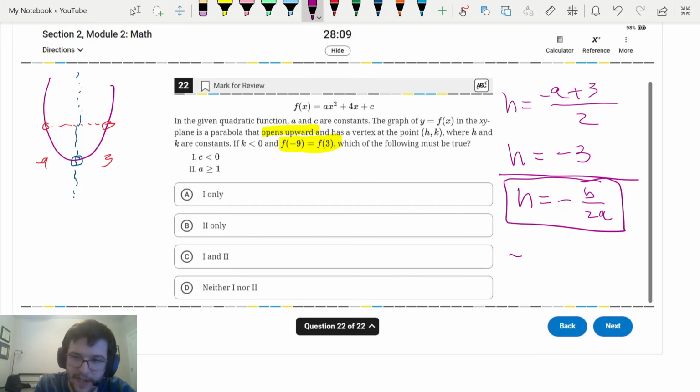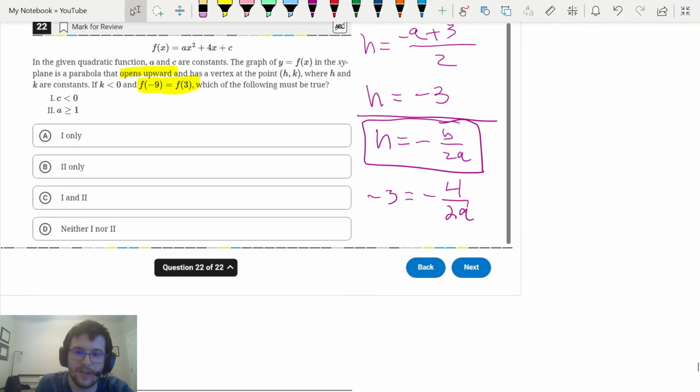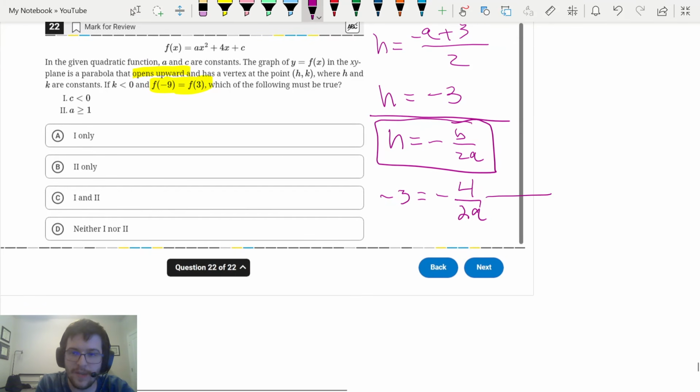So h is negative 3, b is 4, and a is just a. So you can now solve this equation for h. So let's do that. We multiply both sides by 2a, and we get negative 6a equals negative 4.